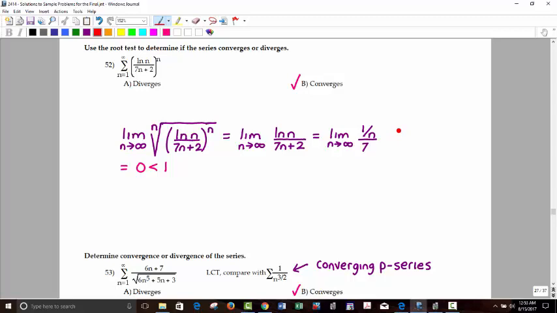So what happens here is you take the nth root, and you have ln n over 7n plus 2, which is technically infinity over infinity. So you use L'Hopital's rule. The derivative of ln of n is 1 over n. The derivative of 7n plus 2 is 7. And then now you put infinity in there, you're definitely going to get 0. Less than 1, converges by the root test.